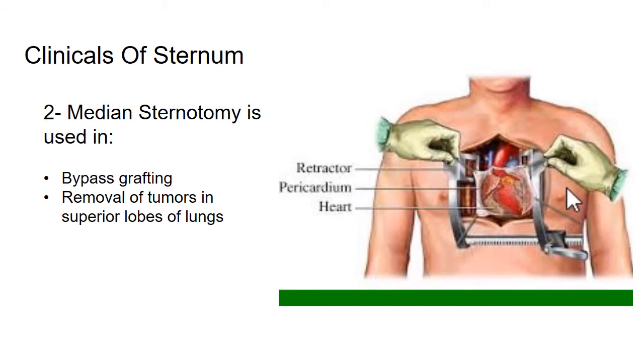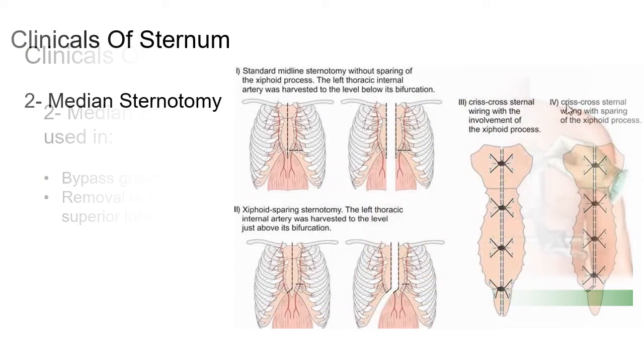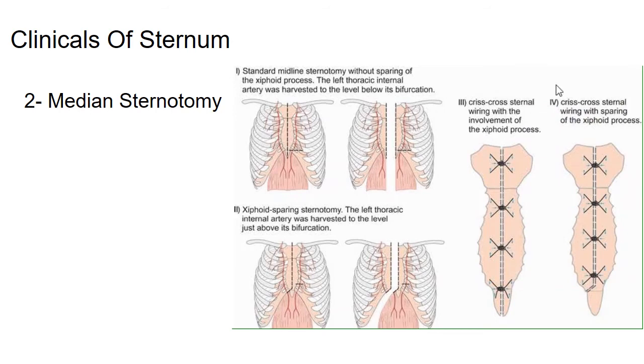In this image you can see the retraction of the sternum with the help of a retractor and exposure of pericardium and heart. After the surgery, the halves of the sternum are usually joined using wire sutures, as you can see in this image.